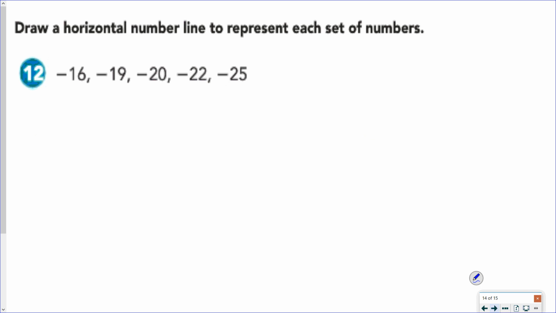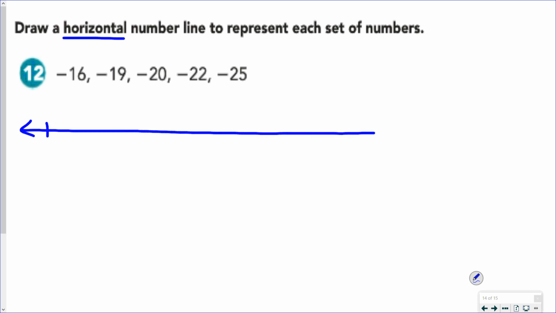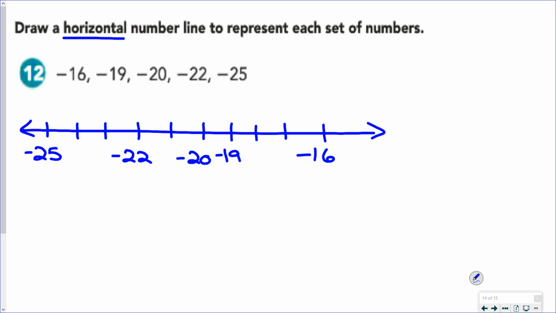Again, I need to draw a horizontal number line. The horizontal goes left to right. I start with my lowest value, which in this case is negative 25. So negative 25, negative 24, negative 23, negative 22, negative 21, negative 20, negative 19, negative 18, negative 17, and negative 16.